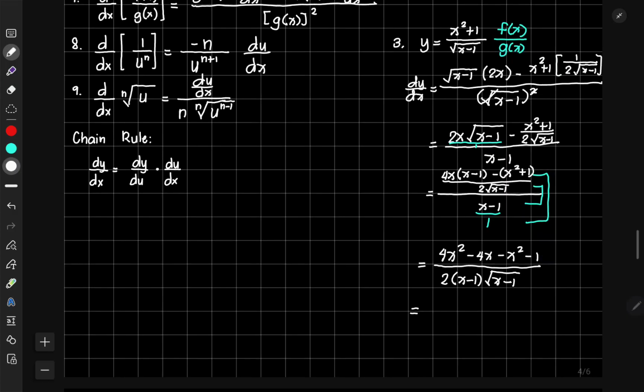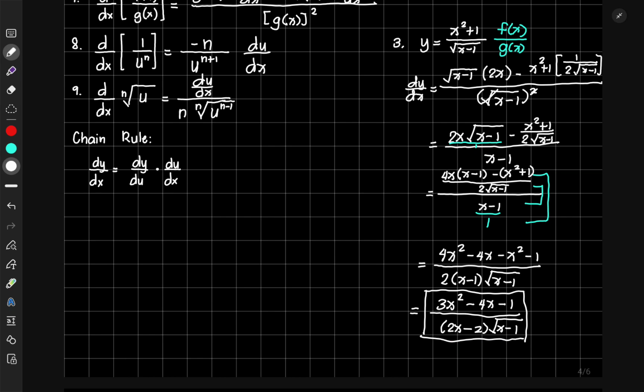So simplifying furthermore, we have 4x squared minus x squared, that is 3x squared minus 4x minus 1 all over 2x minus 2 multiplied by the square root of x minus 1. So again, this is already an acceptable answer, but if you want it even more simplified, you can rationalize again. So you just multiply the radicals here. But this answer would already be acceptable.